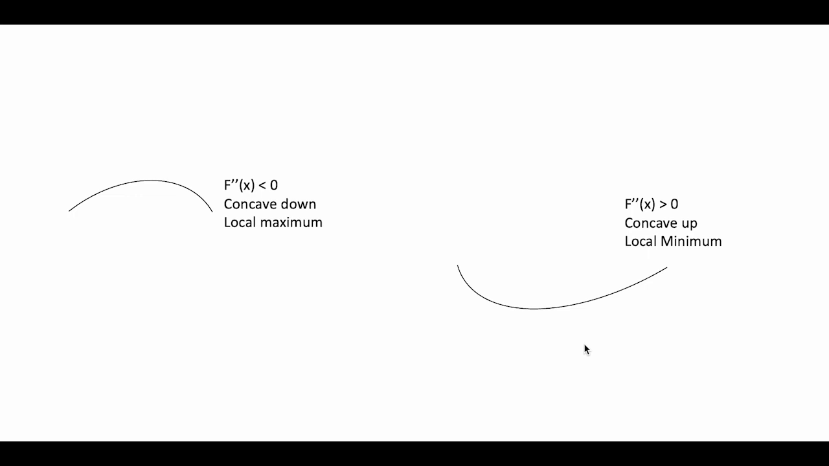For example, we know that if we set the first derivative of a function equal to 0, we can solve for local maxima and local minima of the function. But we don't always know which it is. If we examine the second derivative at those points, if it's less than 0 or concave down, we know that it's a local maximum. If it's greater than 0 or concave up, it's a local minimum.